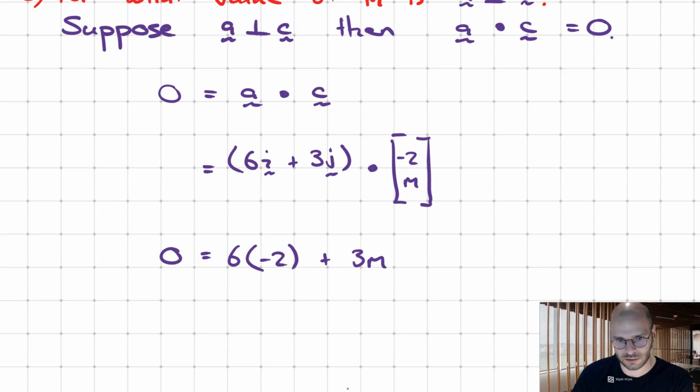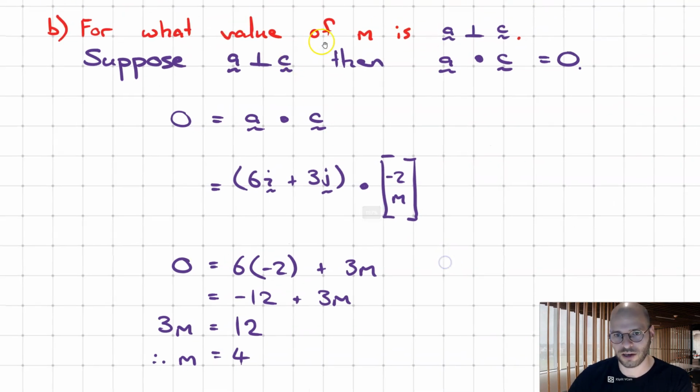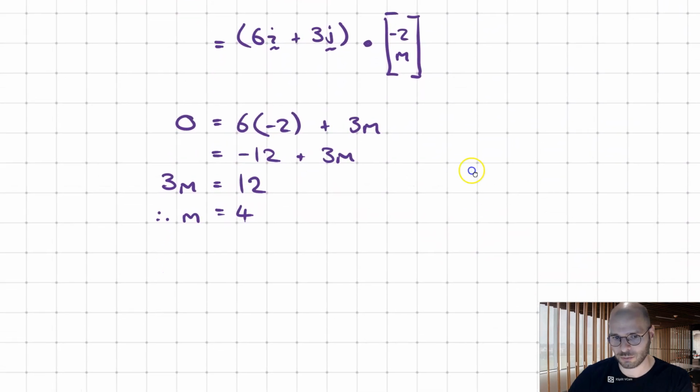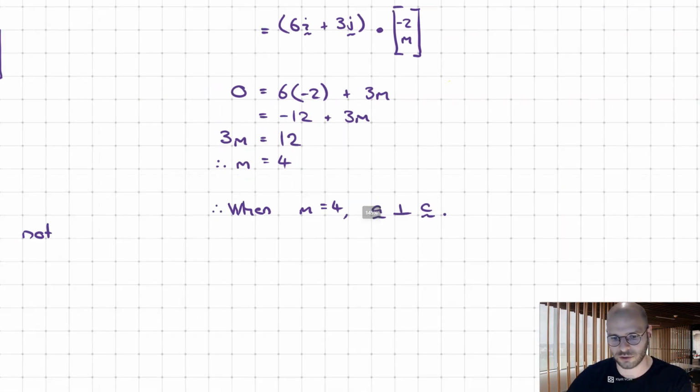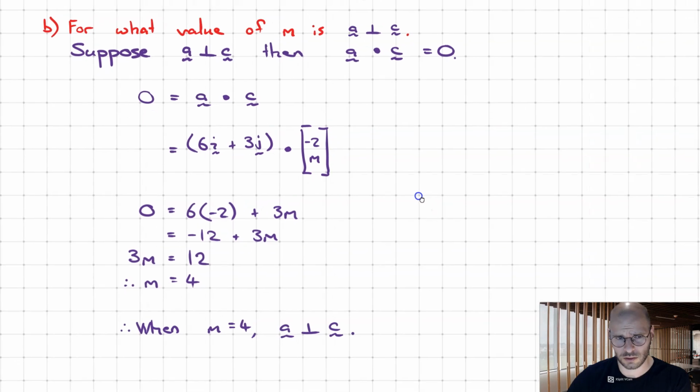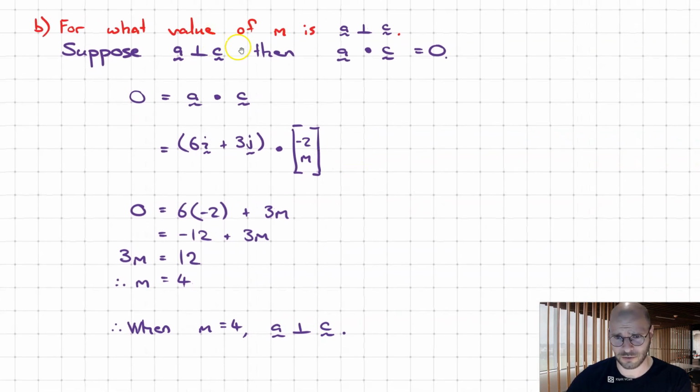Working our way down. 6 2s are 12, but it's negative, plus the 3m. I rearrange, and then I solve for m, in which case I discover that m is equal to 4. Now the question asked, well, what value of m is A perpendicular to C? Well, A is perpendicular to C when m equals 4. And there's our solution.